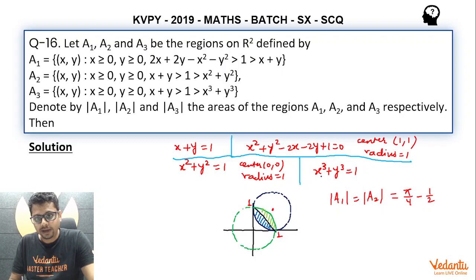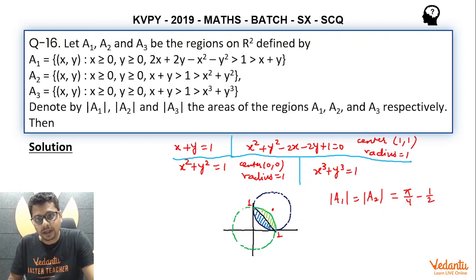Now let's plot x cube plus y cube equal to 1. Try to see it carefully, and we are concerned about the first quadrant. X plus y equal to 1 turns out to be a straight line like this in the first quadrant. In the first quadrant, x square plus y square equal to 1 turns out to be a curve like this. So x plus y equal to 1 is a straight line, and x square plus y square equal to 1 is basically a quarter circle, a curve coming like this.